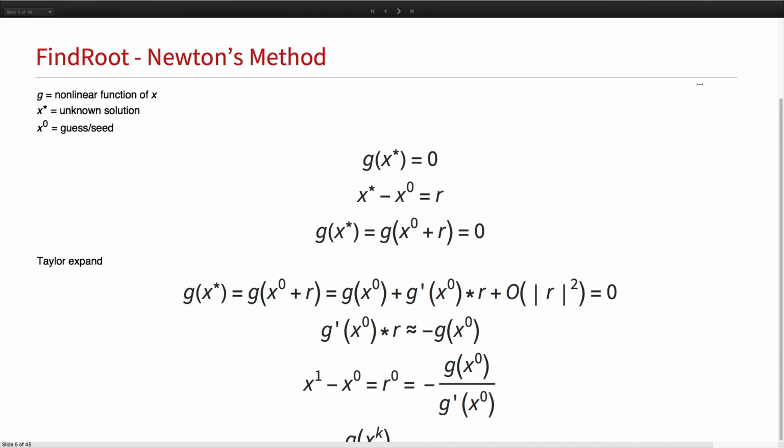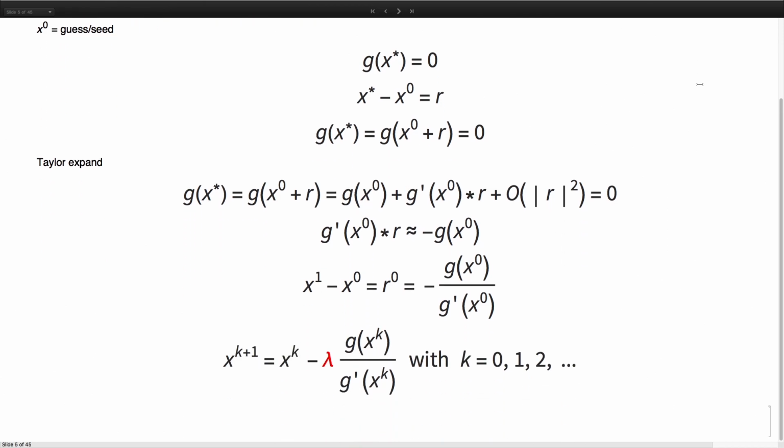So if we then say g of x star is g of x0 plus r0, it's just rewriting the equation. We Taylor expand this expression, so we have g of x star equals g of x0 plus r equals g of x0 plus g prime of x0 times r plus higher order terms. Now we get rid of those higher order terms. We just say we don't care about those. And we rewrite the equation. So g prime of x0 times r is roughly minus g of x0. And then we can rearrange the equation and start to make an iterative process out of it. So x1 minus x0 is about r0. And that's minus g of x0 divided by g prime of x0.